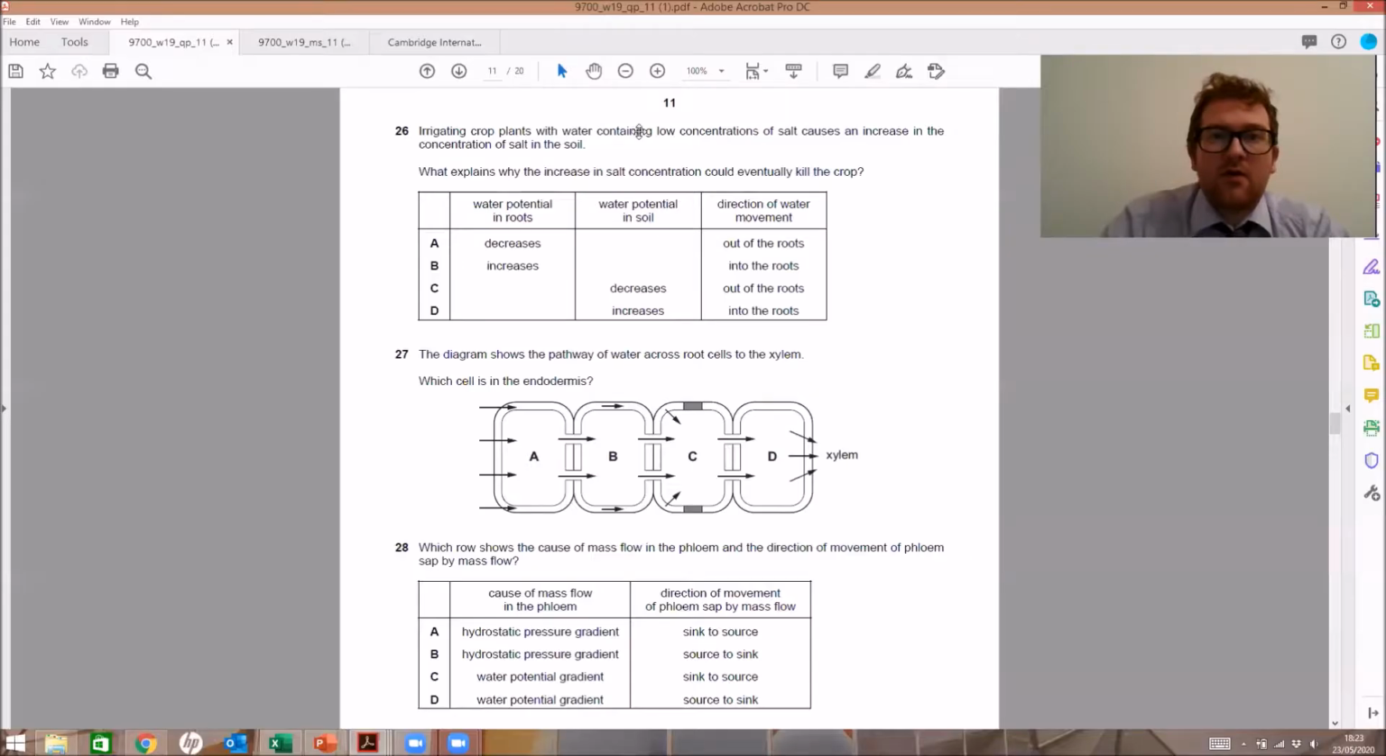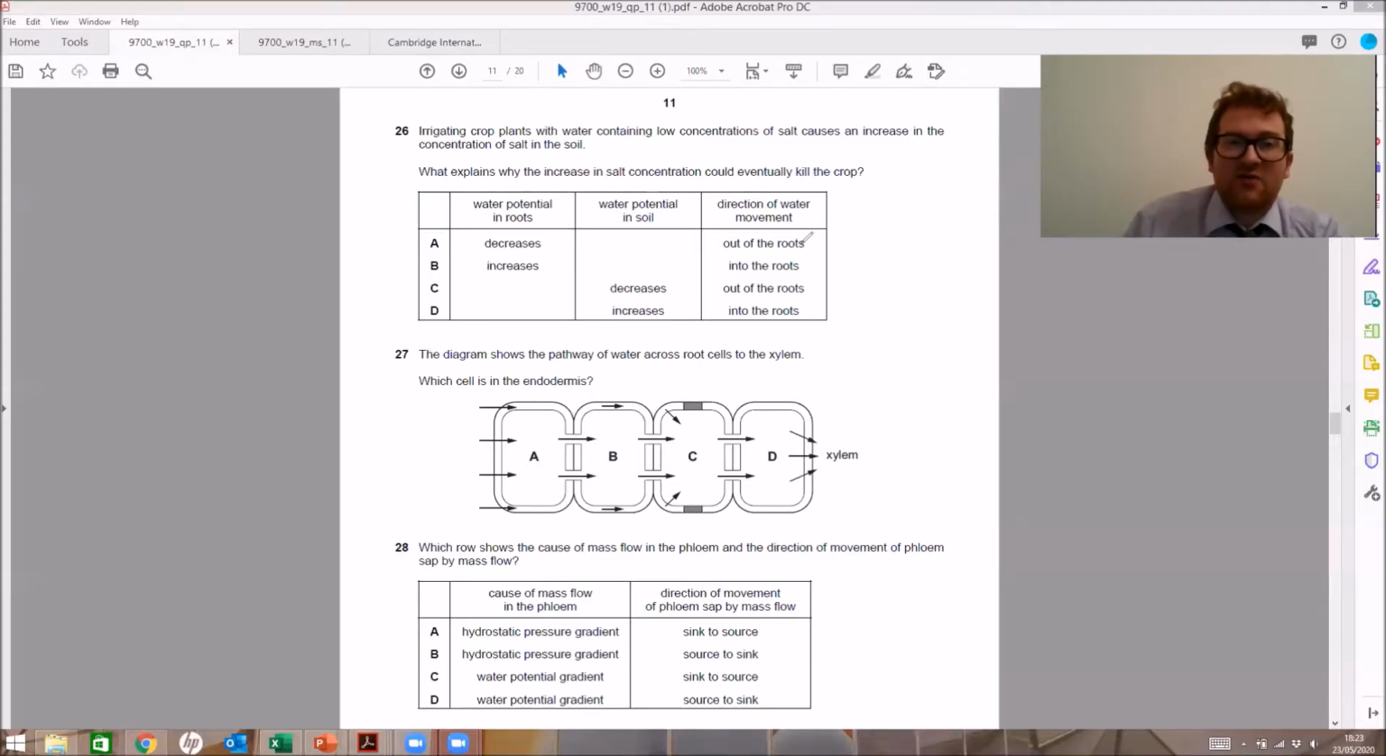Question 27. The diagram shows the pathway of water across root hair cells to the xylem. Which cell is the endodermis? Well, this one is quite easy to spot. The endodermis contains this substance. These are deposits of suberin. This is also referred to as the Casparian strip.